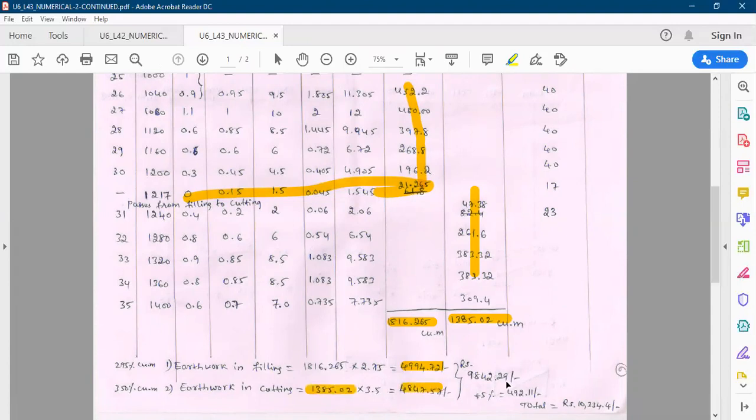Add these two amounts. To this, add 5 percent for work establishment and contingencies, that is 492.11 rupees. The total will be 10,334.4 rupees for the completion of cutting and filling. So this is the total calculation of filling and cutting in the same problem.